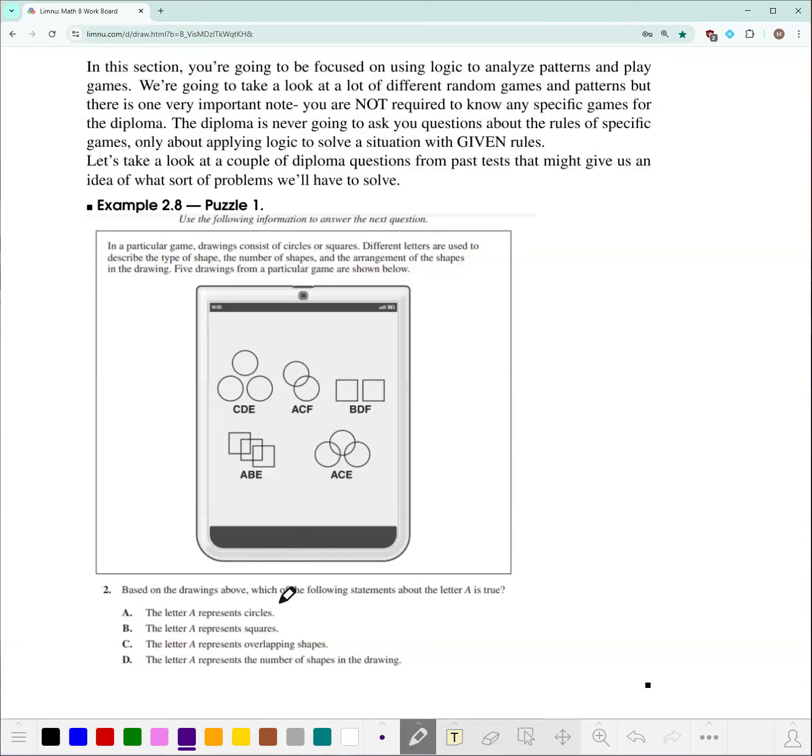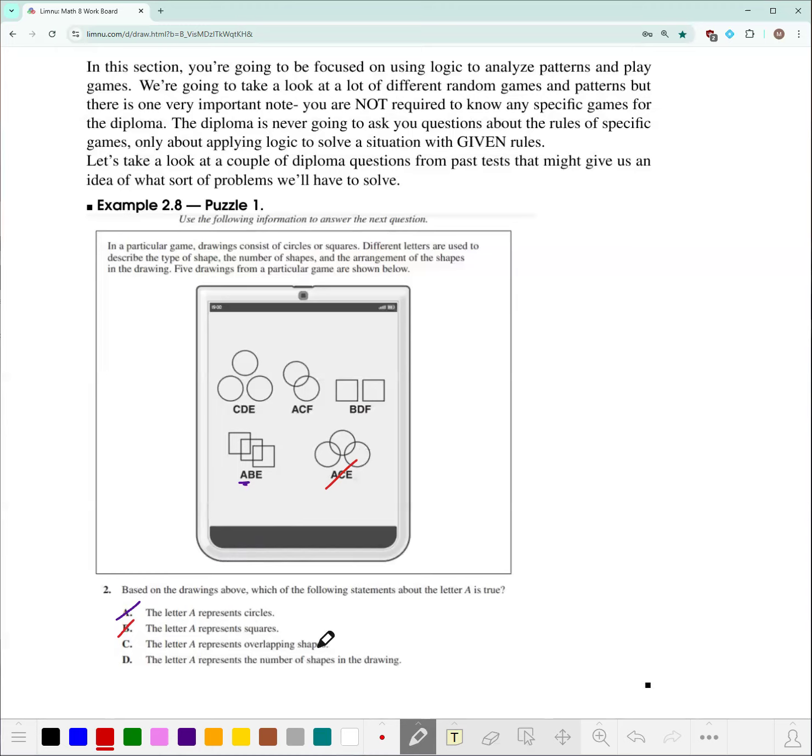All right, the letter A represents circles. Well, my counterexample is that one. These are squares. If A meant circles, Abe should have circles. All right, the letter A represents squares. This one is also going to be easy. I'll do a different color just to show you. Ace has circles. If A represented squares, Ace should have squares.